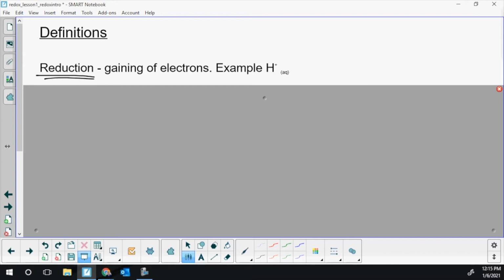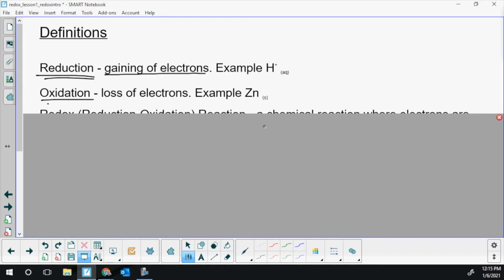So reduction, that by definition is a process where there is a gaining of electrons. And in the example we just did, what gained electrons was the H+. When you gain electrons, your charge goes down because electrons are negative. The second key definition is oxidation, which is the loss of electrons, the process that involves the loss of electrons. Okay? In our example, that was the zinc metal, started with 30 electrons and lost 2.